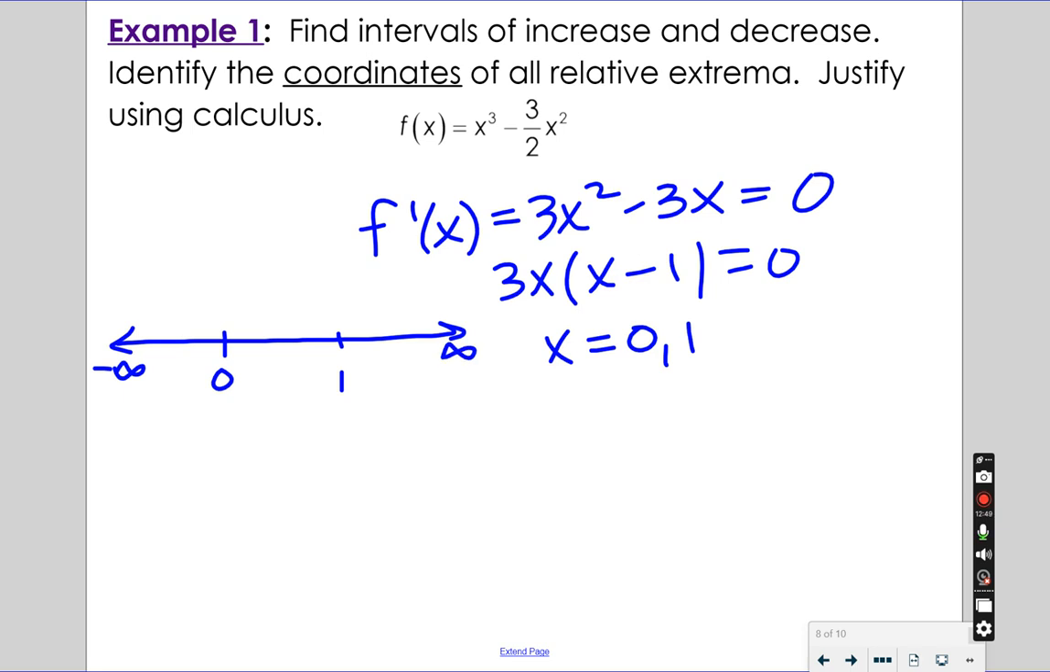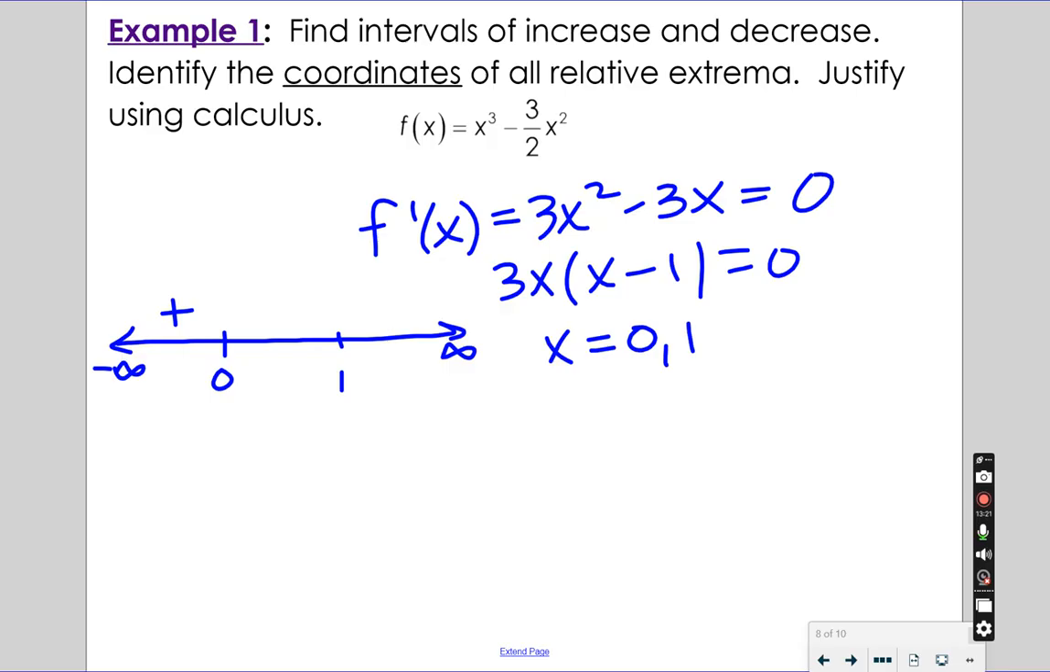Alright, what we're going to do is we're going to test in between each of these intervals to see if the slope is positive or negative. So pick a number between negative infinity and 0. How about negative 1? Alright, so I'm going to take negative 1 and I'm going to plug it into the derivative. You can use either one. I always do the factored one. It's easier. Because then I'm just saying, okay, if I plugged in negative 1 here, that would be a negative number times a negative number, right? So that's positive. I just want to know if it's positive or negative. I don't care what the number is.